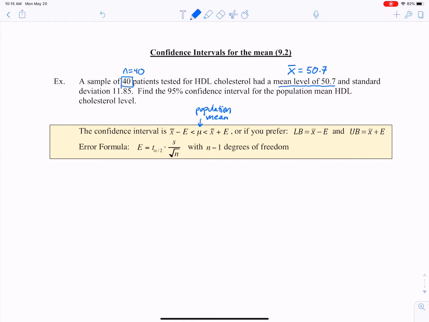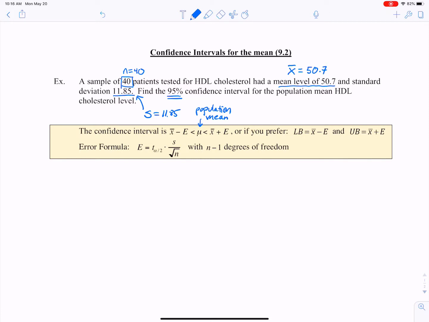Okay, so if we continue, we've got a sample of 40 patients tested for HDL cholesterol. They had a mean level, sample mean 50.7, and a standard deviation 11.85. So this 11.85 right there, that is the sample standard deviation S, and that's the same S we see in the formula down below. The last thing we need to know is what we're supposed to find, which is the 95% confidence interval for the population mean for the HDL cholesterol level. So we also know that we want to have a 95% confidence interval.